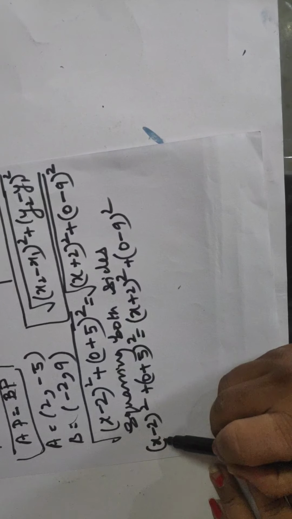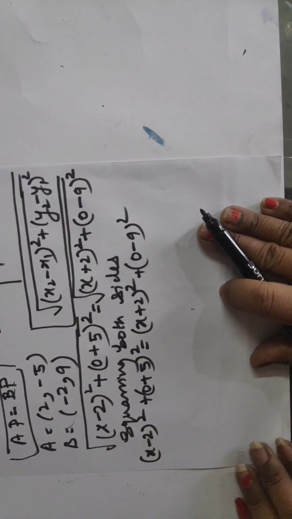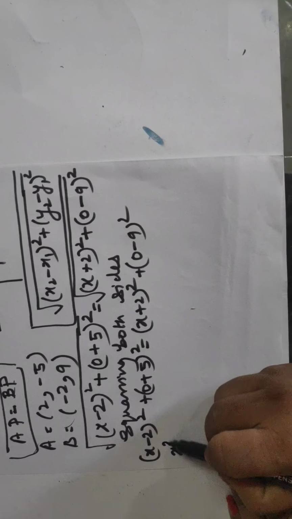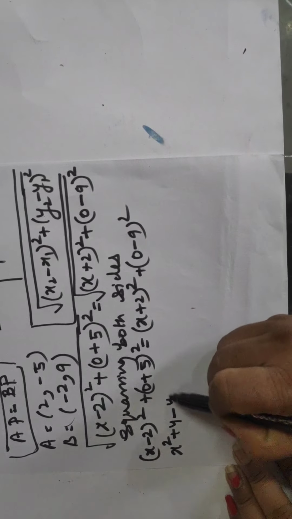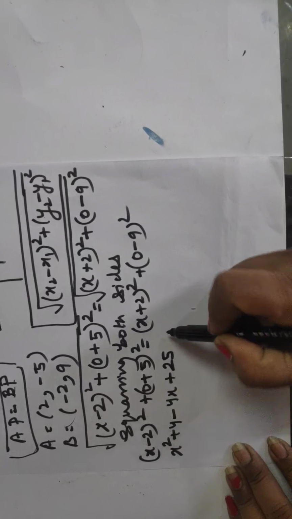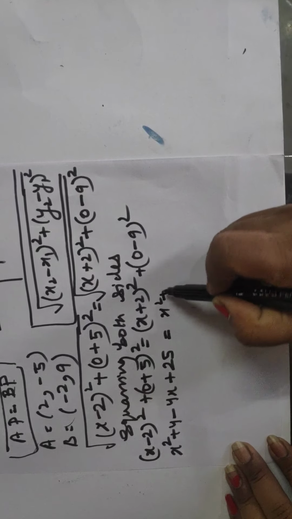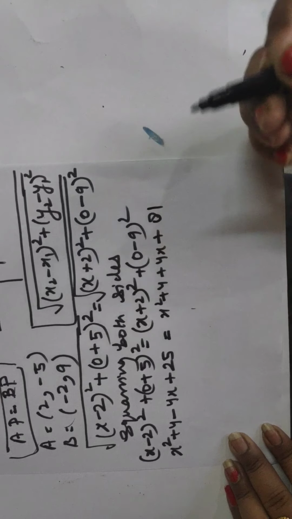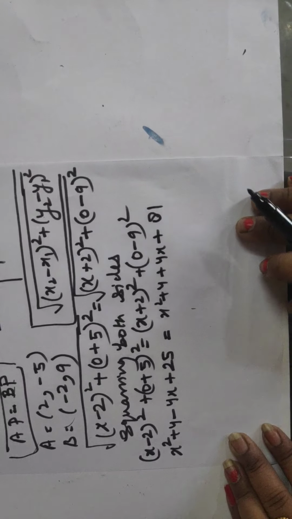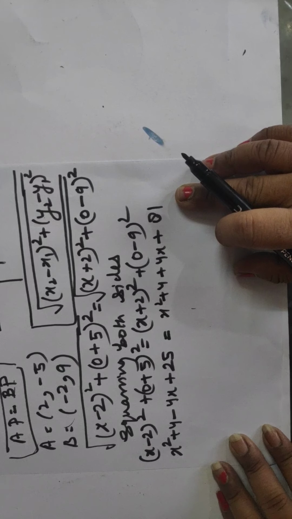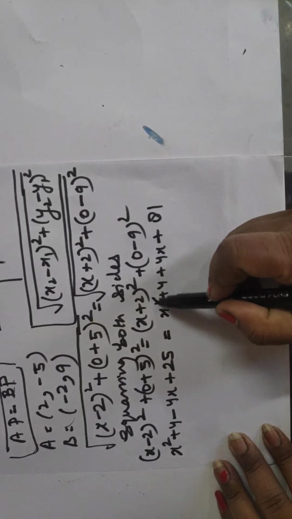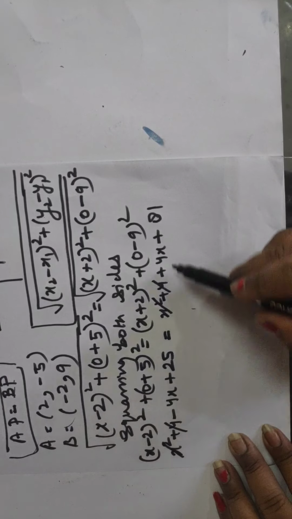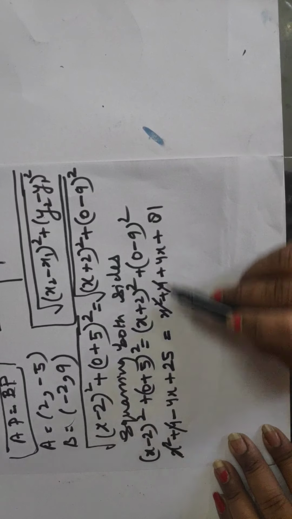Yes, now we will use the identity here, that is a minus b whole square. So x square plus 4 minus 4x plus 25, that is equal to x square plus 4 plus 4x plus 81, because 9 nines are 81. Yes, that will be the minus 9, after squaring it will become a positive one. Yes, now x square will be cancelled out. 4 will be cancelled out. Yes, we have left with this one.